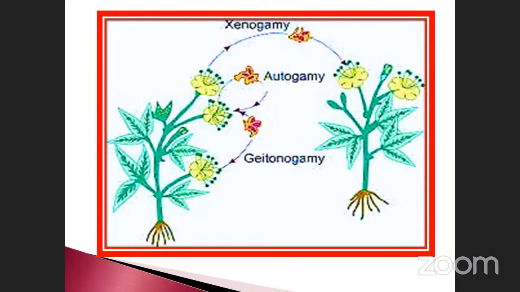The pistil as well as the anther and pollen grains transfer to the same flower's stigma. That is called autogamy. What is the meaning of geitonogamy? The same species but a different flower. See here, this is called geitonogamy.